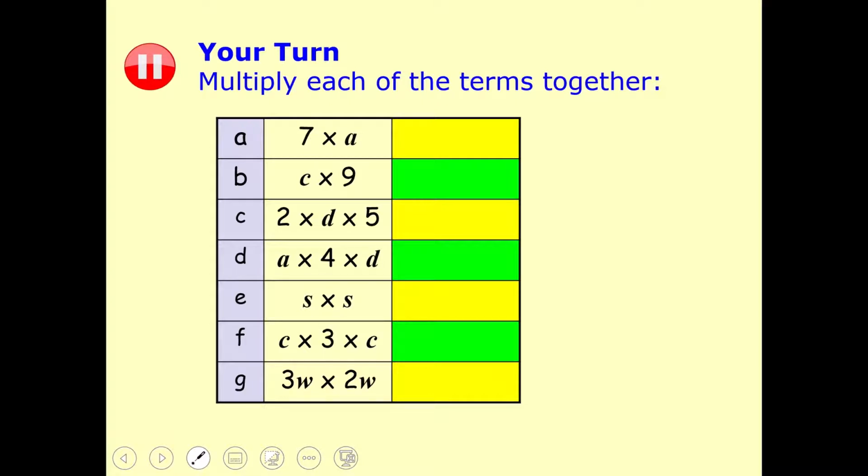Okay, so the answers to these questions: 7 times a gives you 7a, c times 9 gives you 9c, the number coming first. 2 times d times 5, if we times the 2 and the 5 together we get 10, then times that by d to get 10d. a times 4 times d gives us 4ad, got our number first and then our letters in alphabetical order. s times s, s squared. c times 3 times c gives you 3c squared. And lastly 3w times 2w. If you times your numbers together you get 6, and w times w gives you 6w squared.